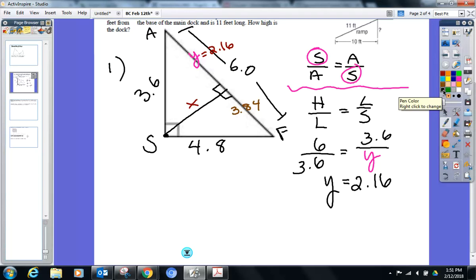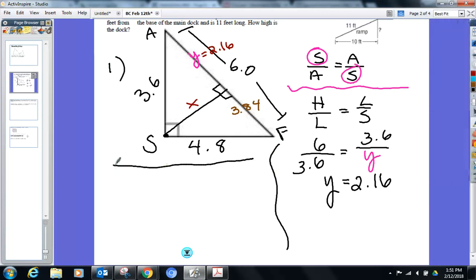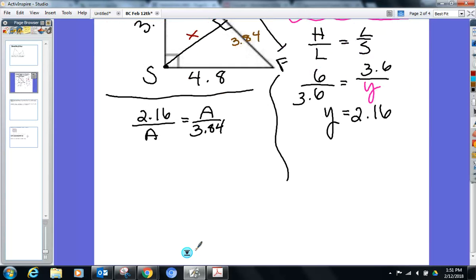Everyone all right? Now do we have enough information to find the service road? All right, here we go. So segment 2.16 over altitude equals altitude over other segment 3.84. There are rounding directions at the bottom, at the end of the problem, so take a peek at those before you let me know what the right answer is.